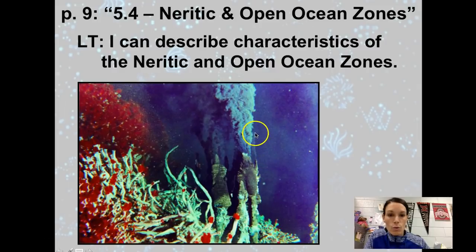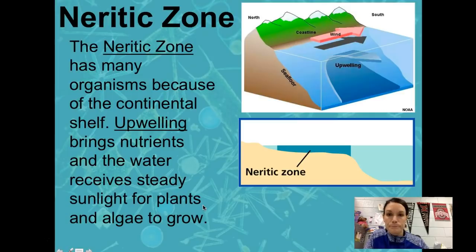What also lives here is bacteria, and those bacteria are going through chemosynthesis because there's no sunlight, so we're not talking photosynthesis. And then these giant tube worms are feeding off of that bacteria created from that chemosynthesis. This is a really neat area, and we'll talk about it a little bit later in the video as well. So the first zone after the intertidal zone is the Neritic zone.